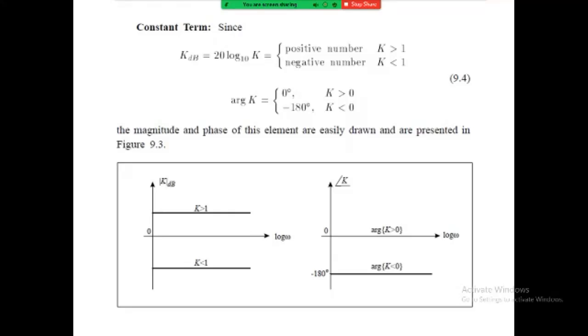Now for the argument, for the value of k equal to 0 degree. Definitely this 0 degree lies on the 0 reference line when k is greater than 0. And when the value of k is less than 0, then it is minus 180 degrees. So it is shown on the negative side of the second diagram. See this diagram properly.